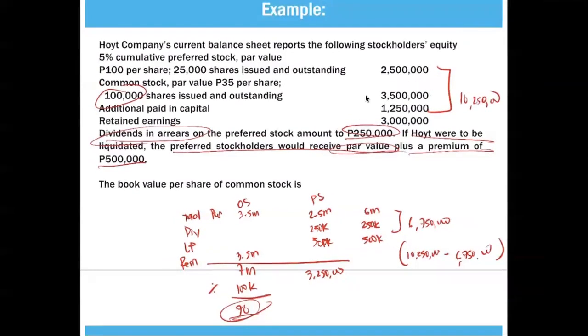Okay, so here we computed it using a tabular format for you to see again how we share if ever there is OS and PS. So once you remember and master this tabular format, BVPS really is just an easy and procedural type of problem. As long as you know how to compute for your dividend, how to compute for liquidation premium, and how to share the remainder in case it is participating or non-participating, this is a quick topic for you.